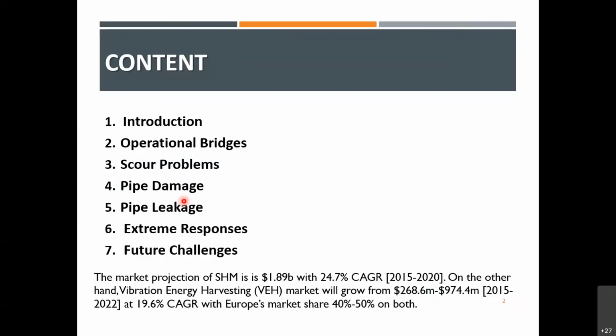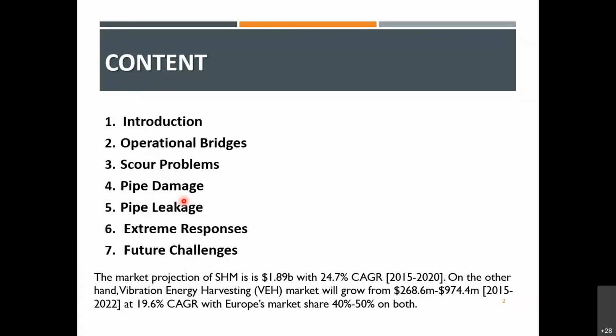So that's interesting. We looked into some scour problems, which is a big problem right now in many infrastructure. We looked into pipe damage and leakage, and then also how it can be related to extreme responses and the design of structures and some future challenges.